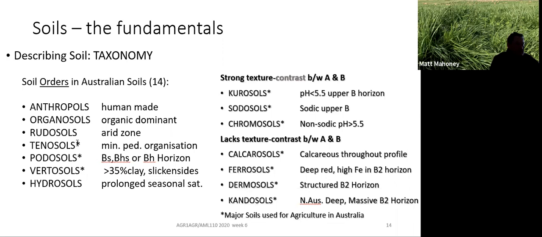There are actually a couple of ones here, apologies. The ones with the stars are the ones that we'll mainly come across in our soils used for agriculture, but predominantly you'll find that all of these ones with a strong texture or lesser texture contrast between A and B are the ones that we'll be dealing with. What else have we got?